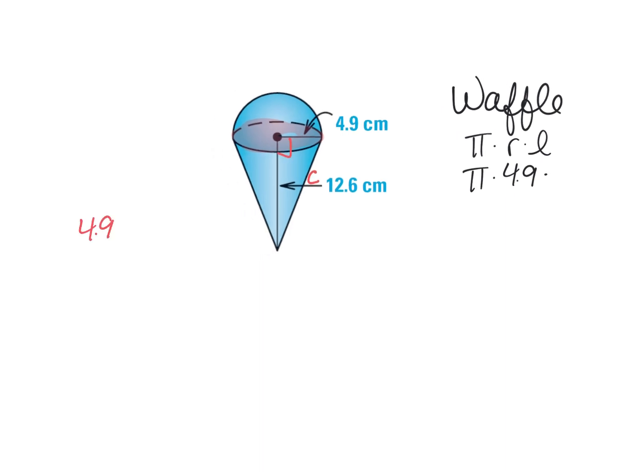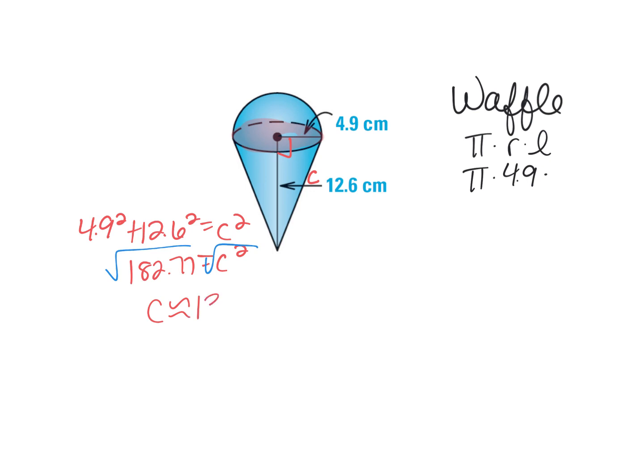We've got 4.9 squared plus 12.6 squared equals C squared. So type that in your calculator. Okay, and you get 182.77. All right, and now we need to not forget the square root. And so when you do that, C is approximately 13.52. So our L is 13.52. I'm gonna put that here.